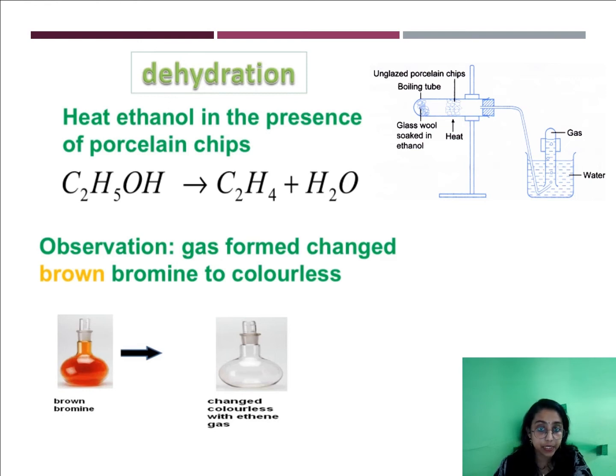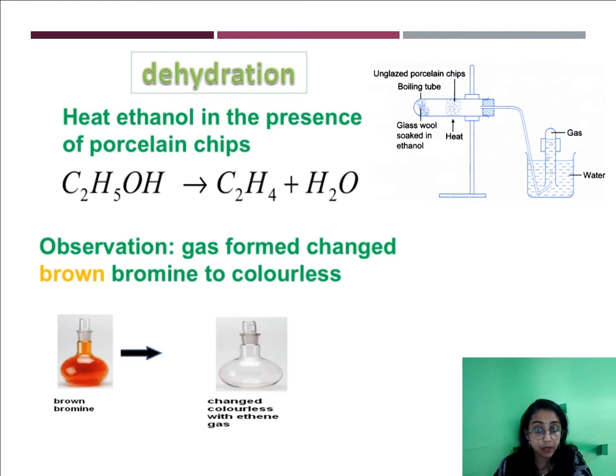And you must show the heat. It should be heated up. Okay, so we will heat the porcelain chip strongly, and then we will go and warm up the glass wool soaked with ethanol. So what's the purpose of the porcelain chips here? It becomes the drying agent.